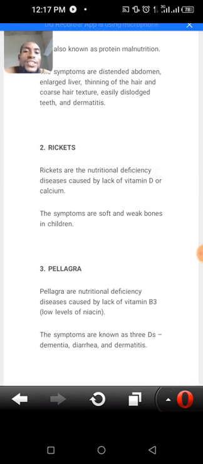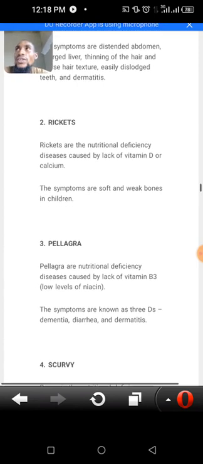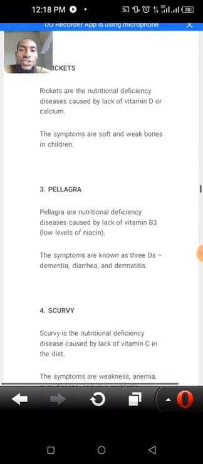Rickets is also a nutritional deficiency that is caused by the lack of vitamin D or calcium. They need to be taking calcium, because they will be suffering from soft bone. The bone of the leg will be soft. That is the number one symptom: soft and weak bone in children. Right? So that is why you see those children that have bow leg, they have thin leg. It's a result of rickets. They lack vitamin D or calcium.